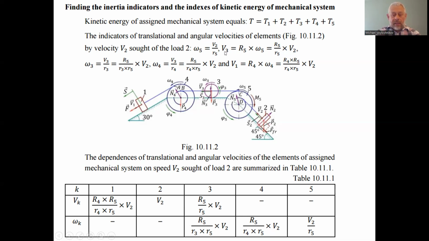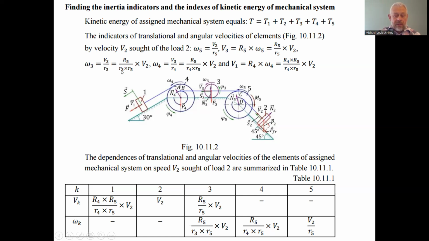So having the translational velocity of the center of roller 5, we have here the instantaneous center of velocities at the point of its connection with the support surface. This is point P, and because this roller moves with no sliding, that point is the instantaneous center of velocities. The angular velocity omega 3 is equal to the translational velocity of the center of this roller divided by the radius of this roller.